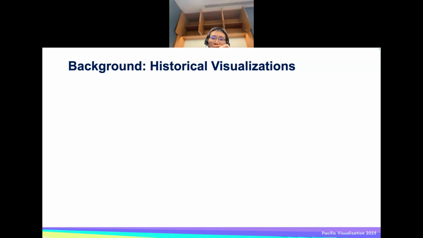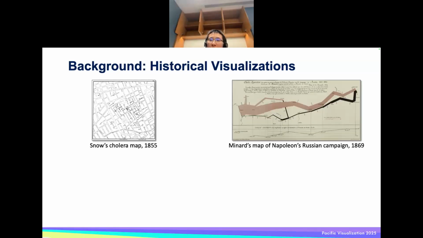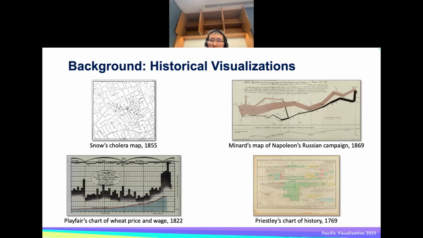As we know, visualization has a long history, and we have seen old visualizations in introductory visualization courses, such as John Snow's cholera map, Minard's map of Napoleon's Russian campaign, Playfair's chart of economic statistics, and Priestley's chart of history. These historical visualizations show us where our field came from and offer creative alternatives to contemporary design norms.